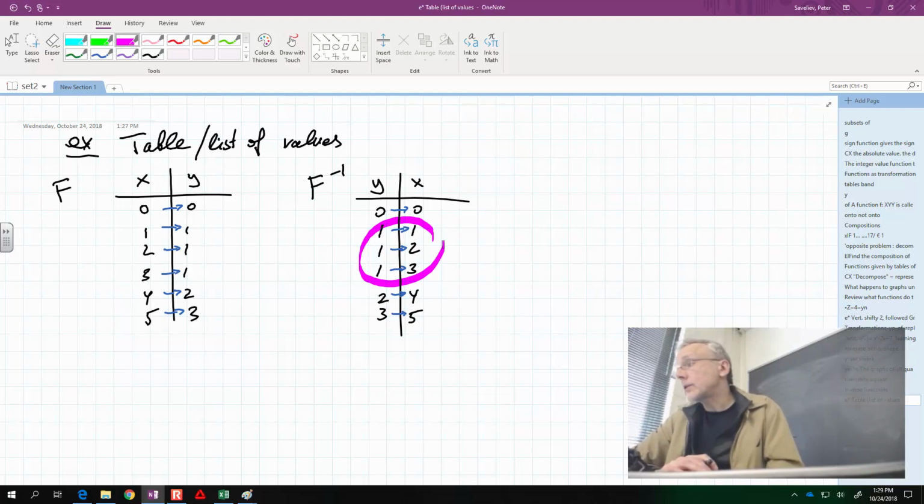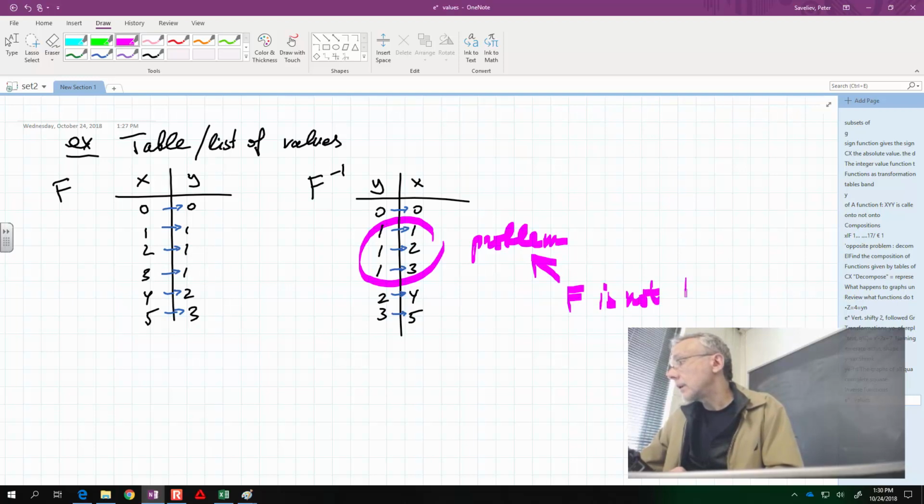It is especially noticeable if it's not visible from the beginning, once you put them in order, maybe using a spreadsheet, the ordering button, order all rows relative to the particular column. So this one happens to be already arranged, so it will be 0, 1, 1, 1, 2, 3, and you have 2 different outputs for the same input. And that is a problem. And where does it come from? It comes from the fact that F is not one-to-one.